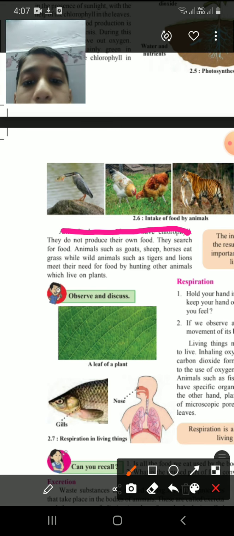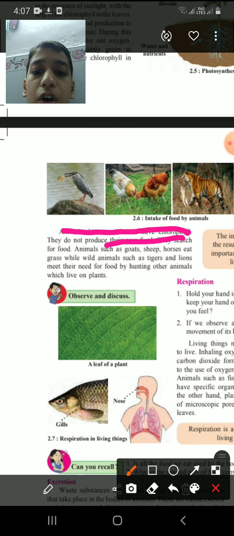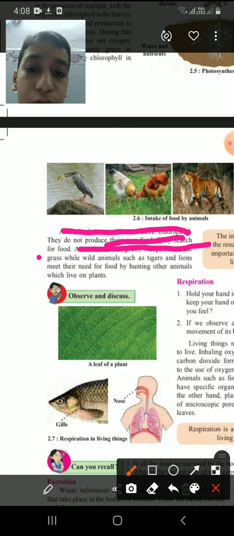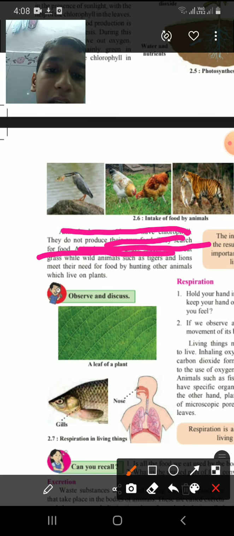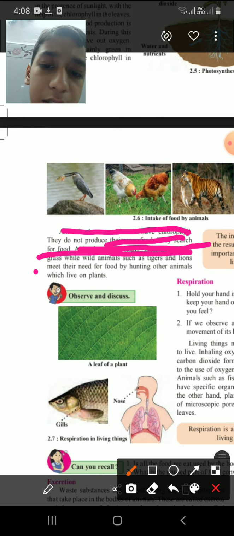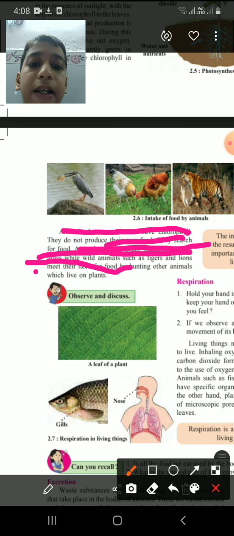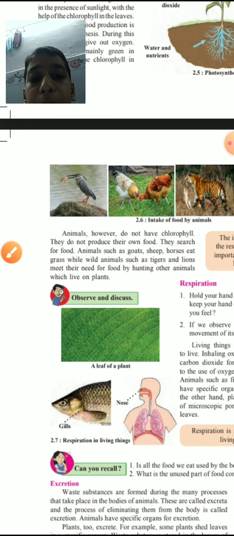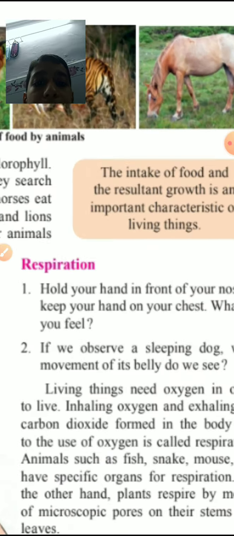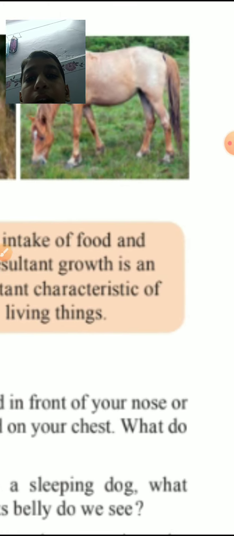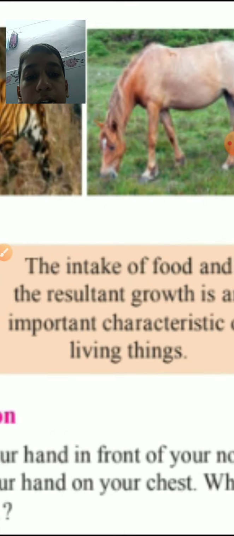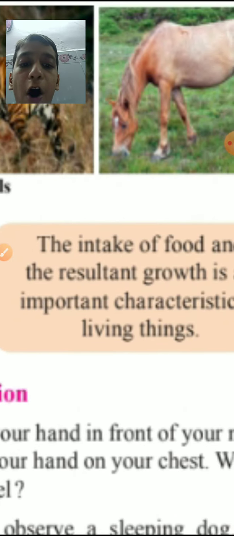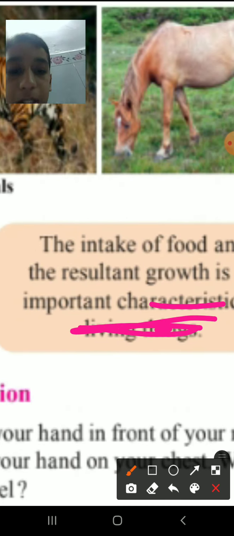They do not produce their own food. They search for food. Animals such as goats, sheep, and horses eat grass, while wild animals such as tigers and lions meet their need for food by hunting and eating other animals which live on plants. The intake of food and the resilient growth is an important characteristic of living things.